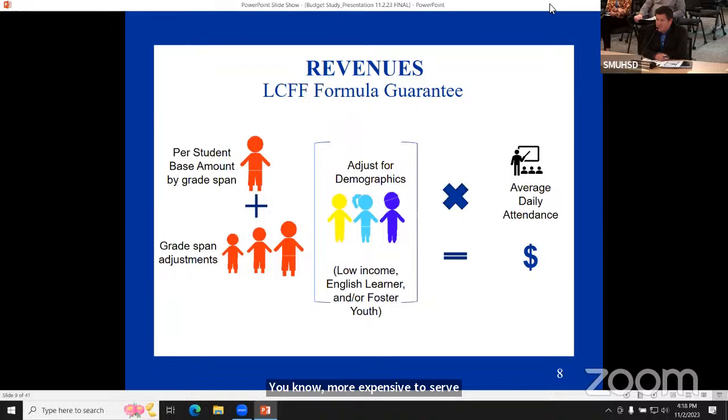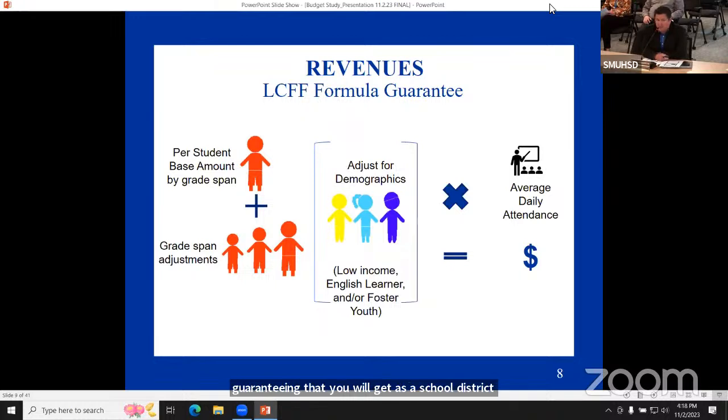So it adjusts for three different demographic groups. First is our socioeconomically disadvantaged students. Second is our English learner population. And then the third, although much smaller as a number, is our foster youth. We multiply that times the average daily attendance in the school district, and you get the state guarantee. So that's not what the state is going to give you. It's what the state is guaranteeing that you will get as a school district.